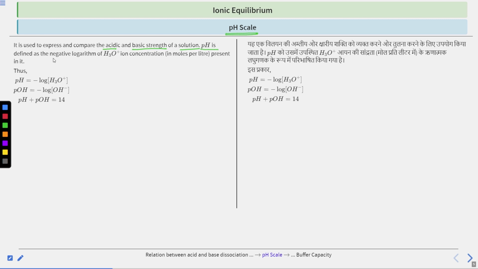pH is defined as the negative logarithm of the H3O positive ion concentration, or H positive concentration, in moles per liter. Thus we can write that pH is equal to minus log H3O positive concentration, or pOH is equal to minus log OH minus concentration. And the sum of pH and pOH is equal to 14. This is important.